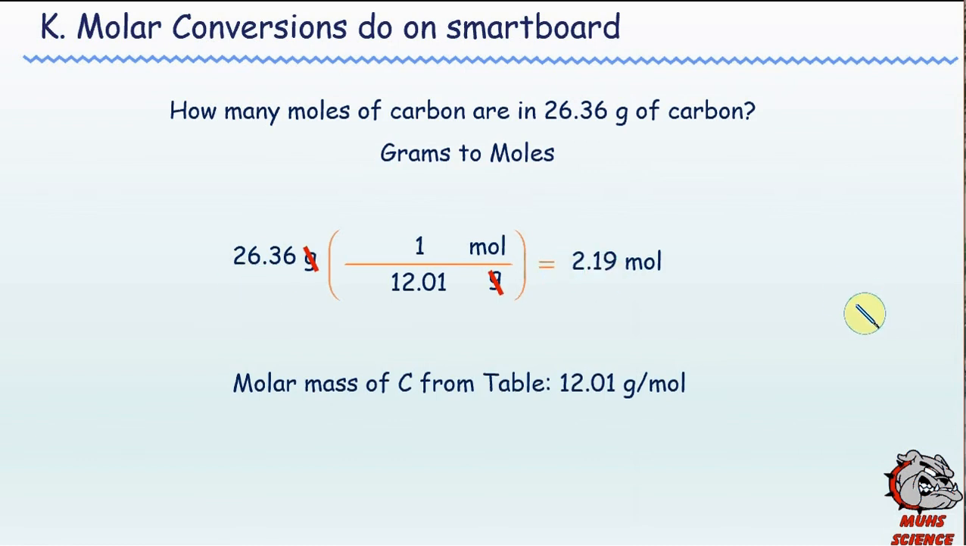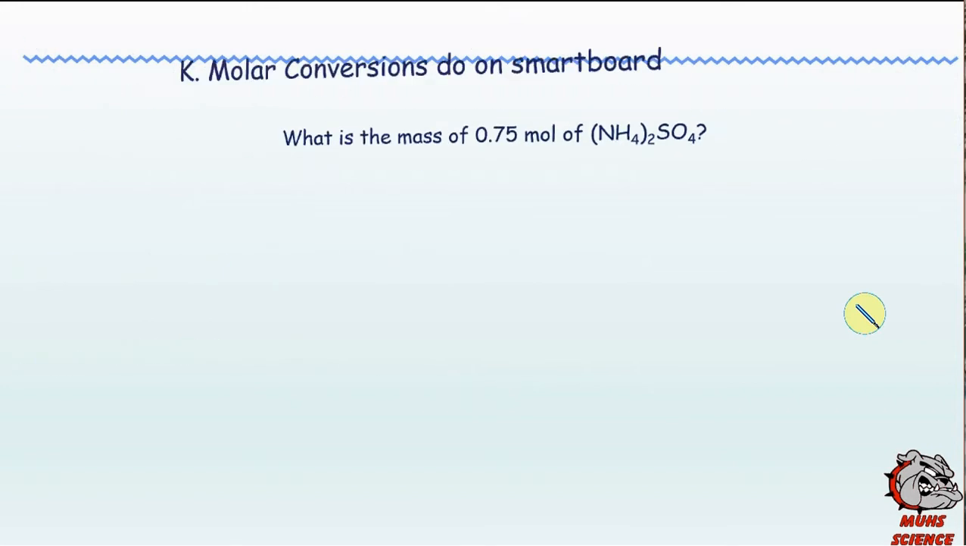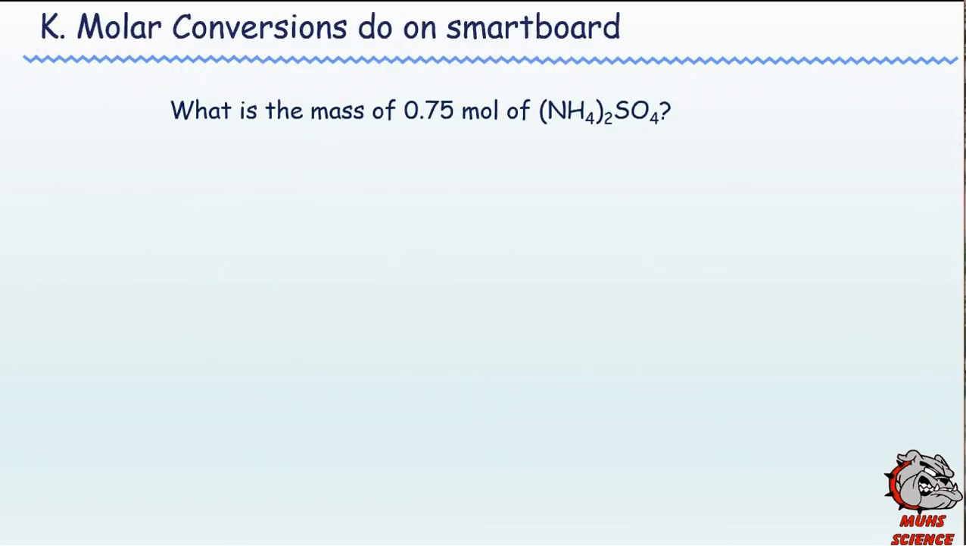Let's take a look at sample problem 2 here, and this will be the end of this video. What's the mass of 0.75 moles of (NH4)2SO4? This is called ammonium sulfate. We're going to go moles to grams. So I first write down what I've been given, which is 0.75 moles.